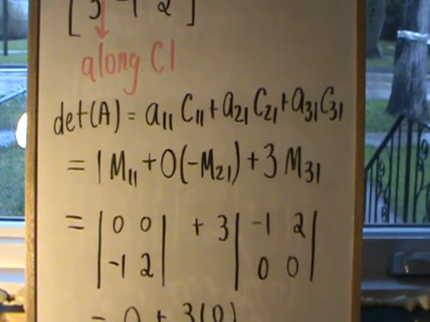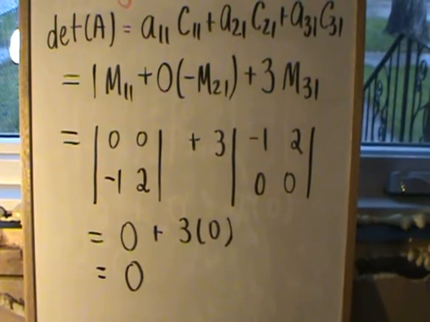Now something neat happens as we do our expansion along column number 1, and that is we hit an entry, the A21 entry, that is equal to 0. So in this case we're only going to have to expand out 2 minors. The middle one just disappears.